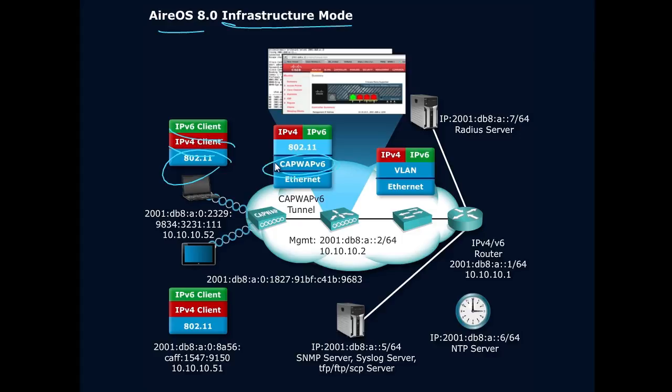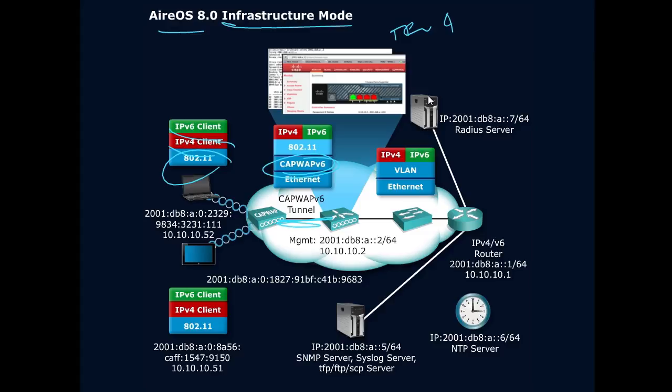So we have a new CAPWAP tunnel that takes place. Right here, CAPWAP tunnel version 6 supports IPv6 addressing. Great. This infrastructure mode is absolutely the same as it was for IPv4, but now we support almost all IPv6 addresses. I'll show you one thing that's not supported in a moment, but almost everything is supported.